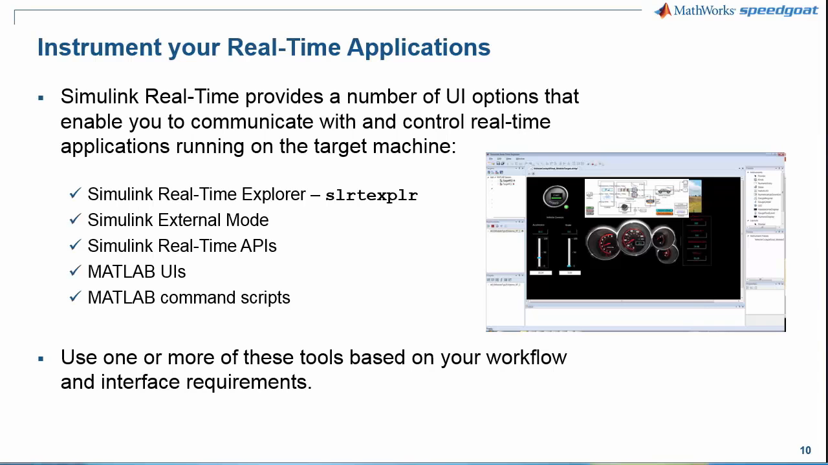SLRT APIs like the C API or the .NET and C# API let you control the real-time application from software projects not building on MATLAB Simulink. MATLAB GUIDE lets you create a user interface in MATLAB and control the real-time application from within MATLAB. MATLAB command scripts build on the MATLAB API for SLRT and provide an easy way to automate testing. In your project, you're free to use one or more of these tools based on your workflow and interface requirements.